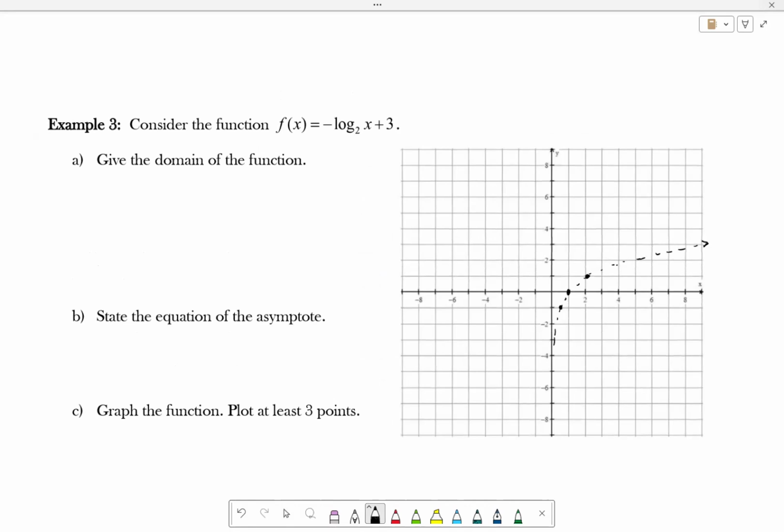Okay, folks. We have 2 different transformations. We have the -1 and the +3. So which one comes first? It's order of operations. This negative is really a -1 times log base 2 of x. So we're going to do the reflection first and then move all those points 3 up.